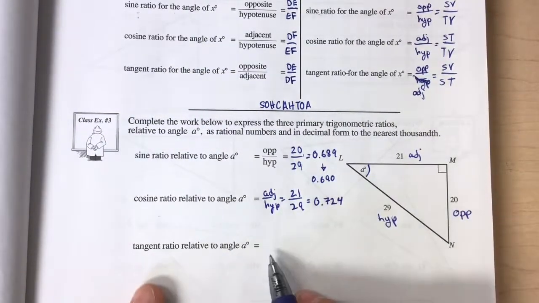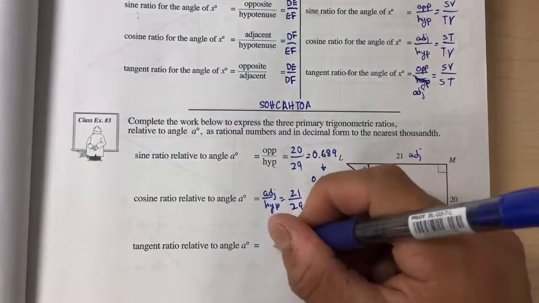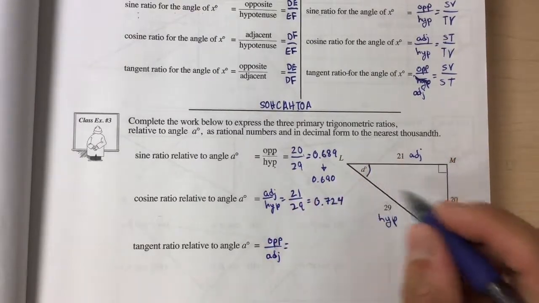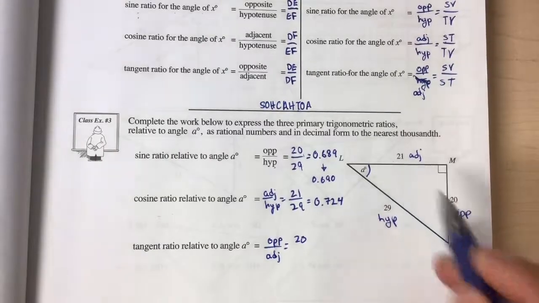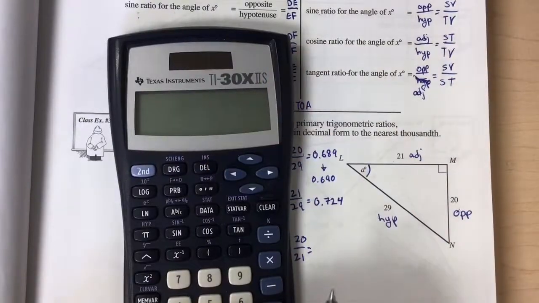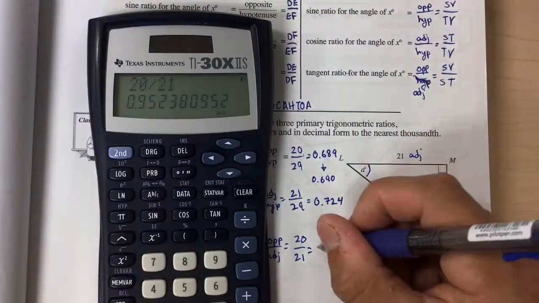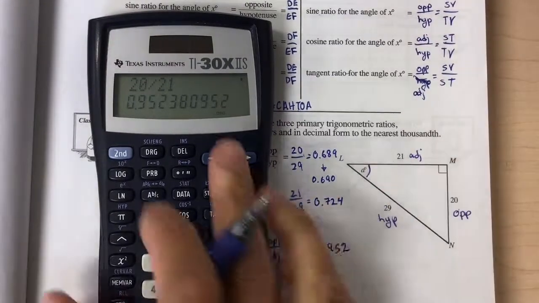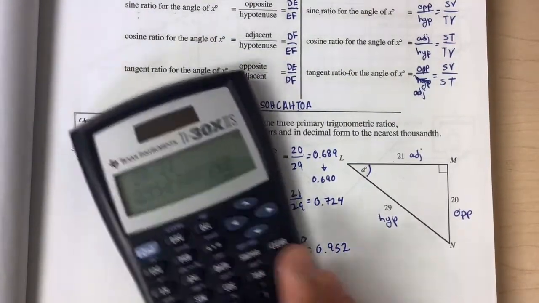And finally, my tan ratio, which is opposite divided by adjacent. My opposite side was 20, and my adjacent side was 21. 20 divided by 21 is equal to 0.952 to the nearest thousandth.